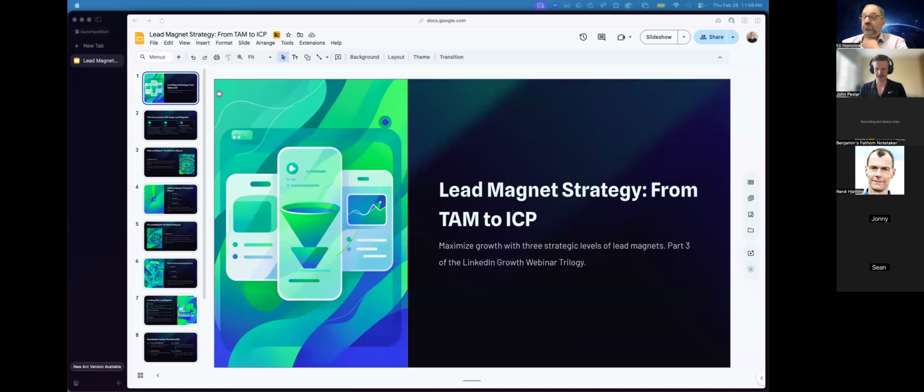So we're here to talk about the lead magnet strategy. The lead magnet strategy is for people that have done lead magnets before, have tried it, have had some success, and are probably thinking, well, what gives? I'm seeing people's lead magnets go viral all the time, but my lead magnets aren't going viral. What am I doing wrong?